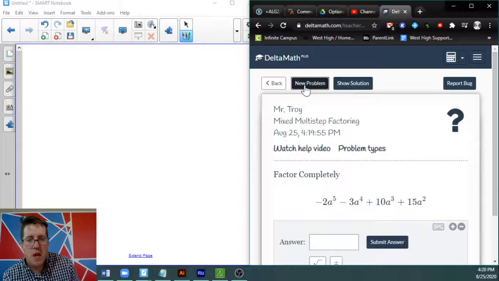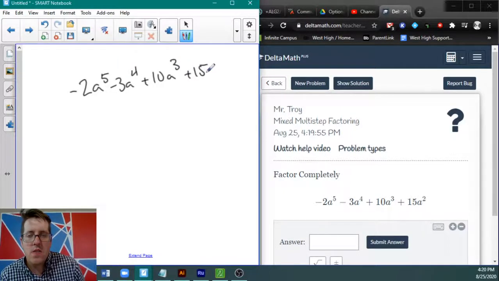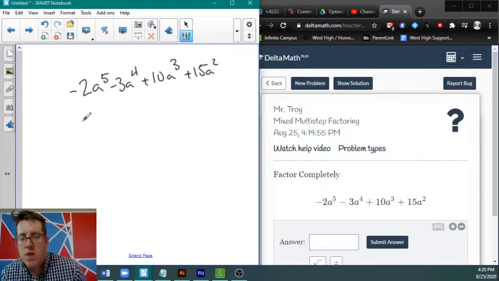Okay. A factoring by grouping problem? Probably. Let's see. So negative 2a to the fifth minus 3a to the fourth plus 10a cubed plus 15a squared. Now, there's no common factor that goes all the way through, except for, oh, there is the a squared that goes all the way through. Okay, so I can pull an a squared out front. And actually, here's what I'm going to do. I'm going to pull a negative 1a squared out front, just because I like to start off with positive numbers.